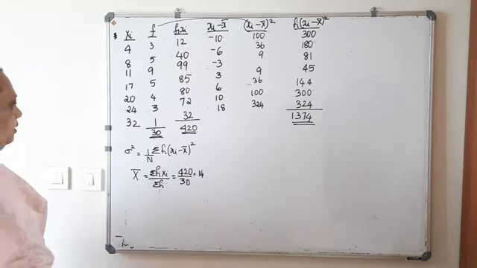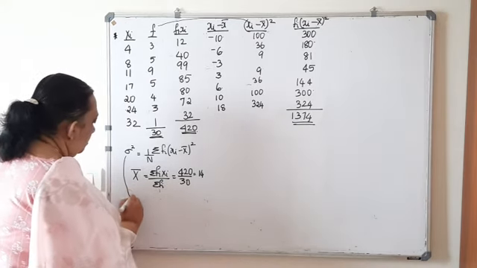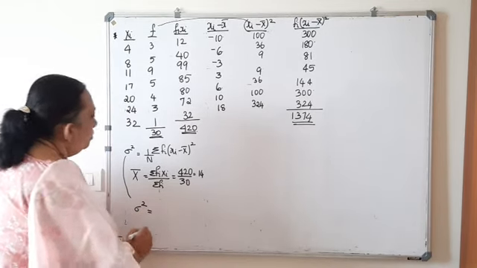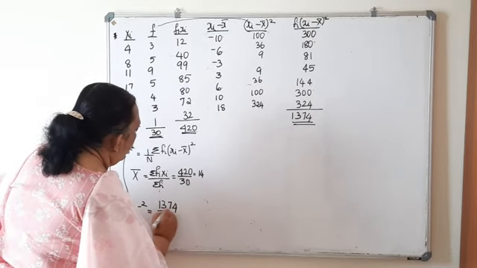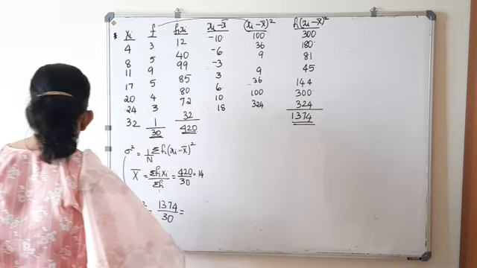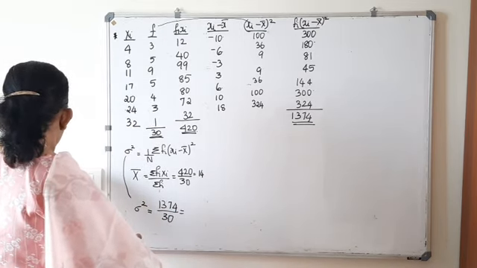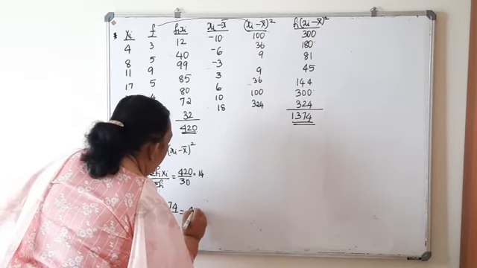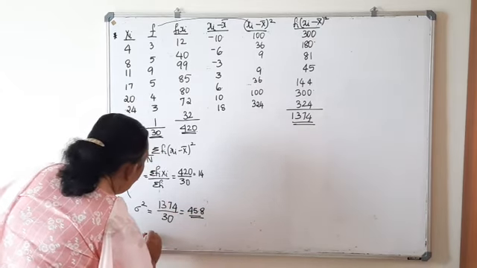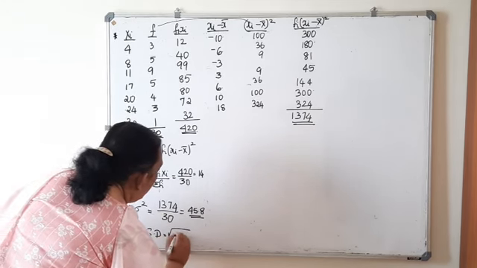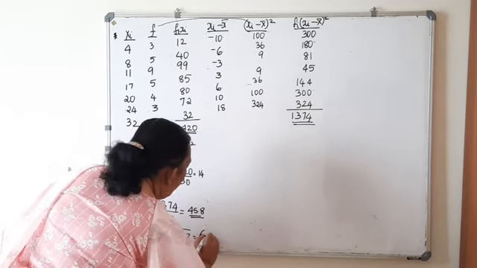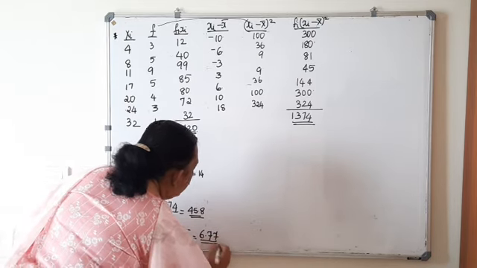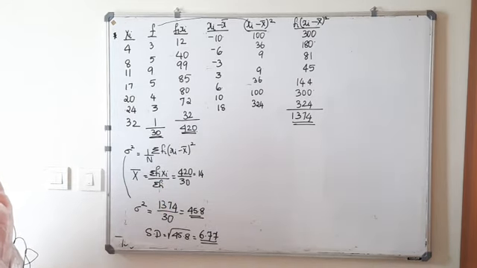1374. So x bar, this is equal to sigma squared is equal to Fi into, that is 1374 divided by 30. It is equal to 45.8. And what about the standard deviation? Root of 45.8, which is equal to 6.77. Clear? So you are finding out the mean in a different way.